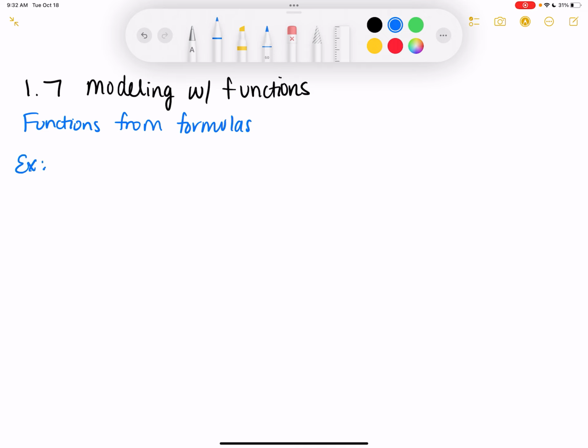Functions from formulas. Some of these are just going to be examples, not necessarily homework examples, and then we'll do some homework examples too. Okay.